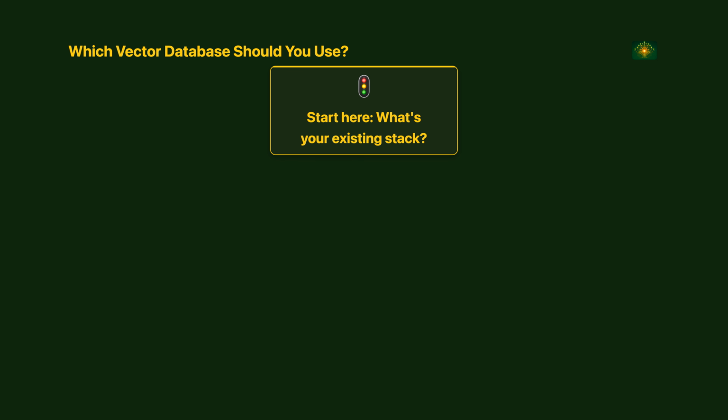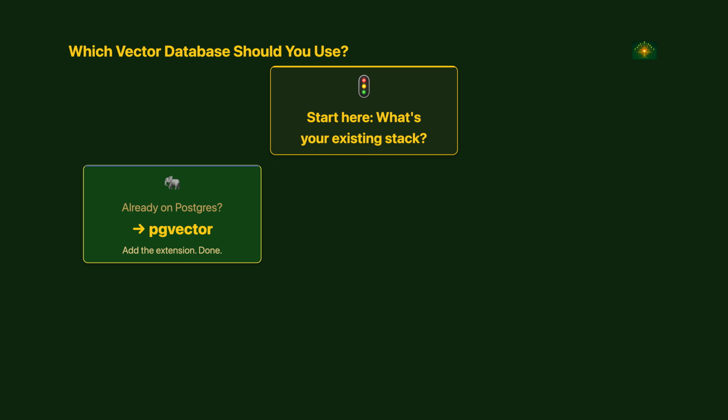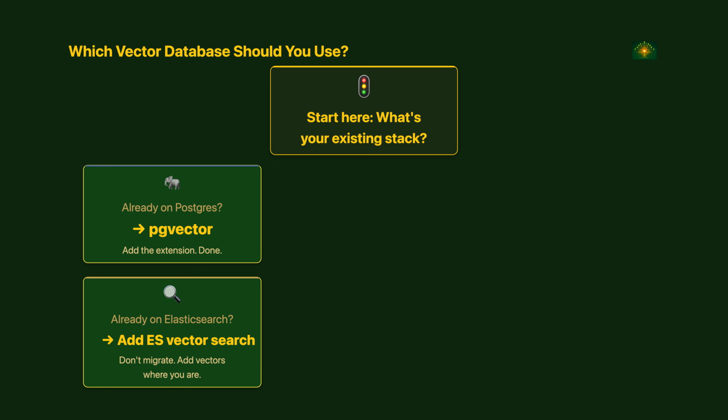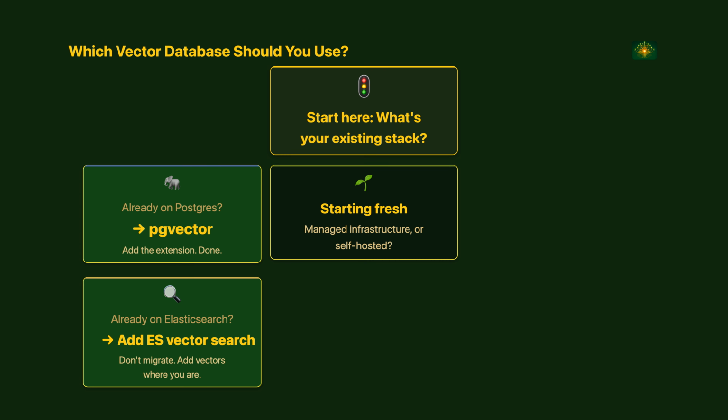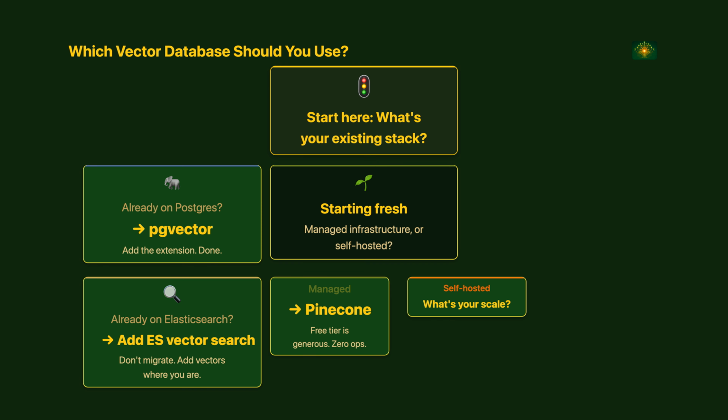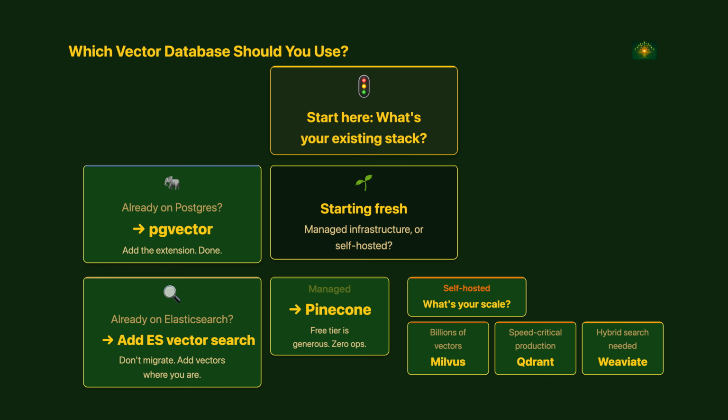Here's a decision tree you can actually use. Start with your existing stack. On Postgres, pgvector, add the extension, done. Running Elasticsearch, add vector search, no migration needed. Starting fresh, managed or self-hosted. Managed, Pinecone, free tier is generous, zero ops. Self-hosted, what scale? Billions of vectors, ML workloads, Milvus. Speed critical production, Qdrant. Need hybrid search from day 1, Weaviate. Prototyping, ChromaDB. Migrate when you hit a real limit.